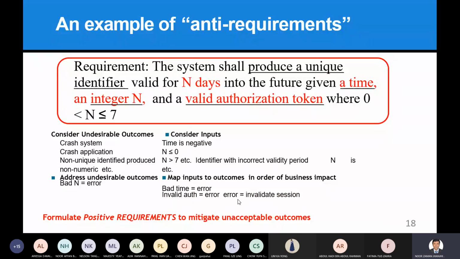For the anti-requirements, we have different mechanisms, inputs, and formulas that we can provide, for example: the system should produce a unique identifier which can be valid for n days in the future given a time, and so on. Here is an example to help you understand it more. Sometimes you forget your email password. You keep trying, and after some attempts it blocks you. After that, it says if you forgot your password, click forgot password, and we can send you a link.